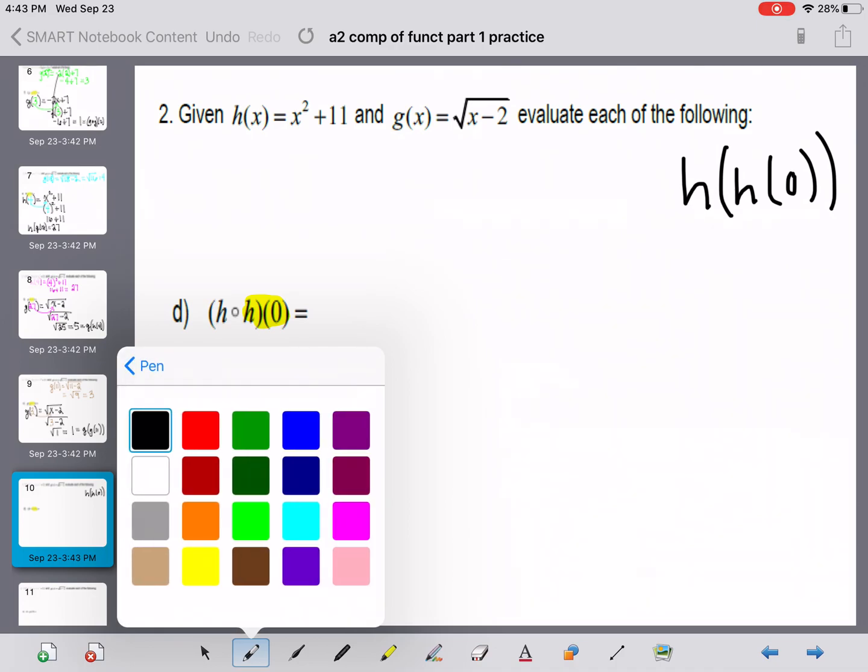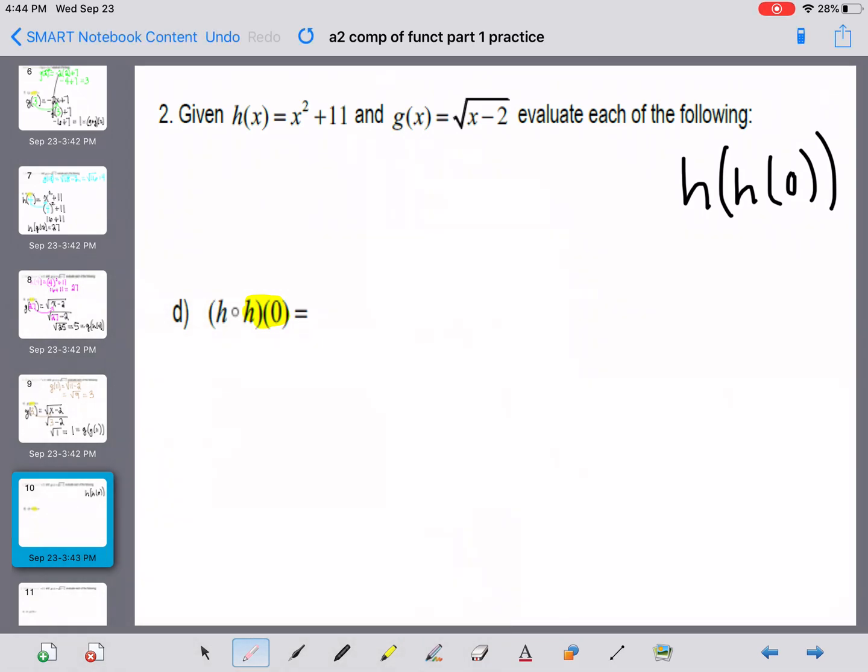And as we take a look here at this one, let's figure out what h of 0 equals. So remember, we're replacing that x with that 0. Nice thing is that 0 squared is 0. And 0 plus 11 is 11. So now we've got h of 0, filling in what h of 0 equals, which is 11.